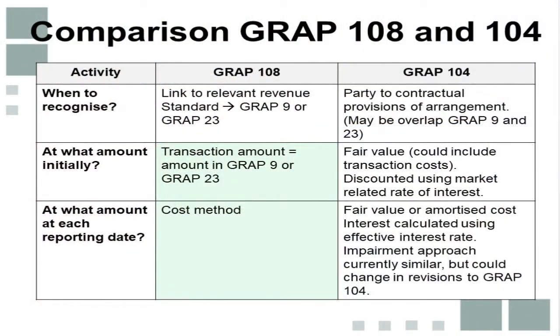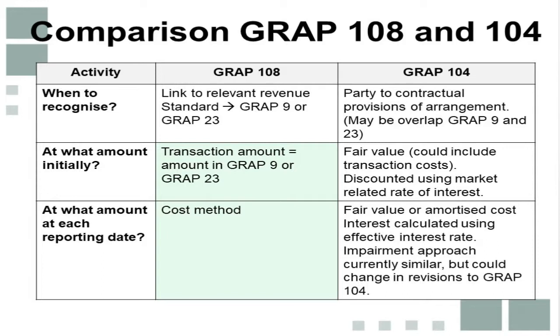And just to give you an idea, probably the key differences between GRAP 108 and 104, on the initial recognition, I doubt there would be a lot of variation, just because entities would have been using GRAP 9 and GRAP 23 in either instance anyway. But I think where there could be some difference is on the initial measurement. Obviously, GRAP 104 does require you to recognize at fair value and using market-related rates of interest, which typically you wouldn't find in statutory arrangements. So that idea of having to look for a market rate, you wouldn't find in GRAP 108, so potentially some variation there. I think the other space is for transaction costs.